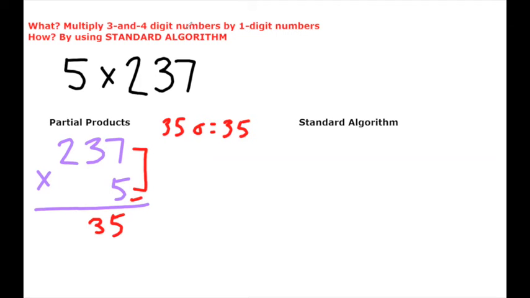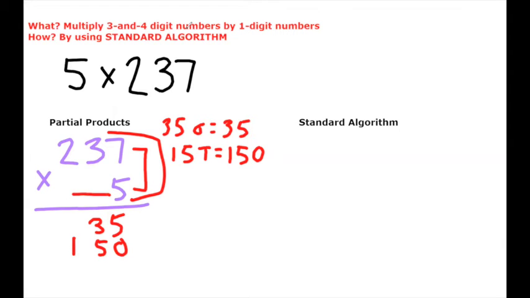Next, we do 5 times 3 tens. 5 times 3 tens is 15 tens. What does that equal? That equals 150. So we put that for that partial product. Now, finally, we do 5 times 200. And that equals 10 hundreds, which equals what? 1,000.